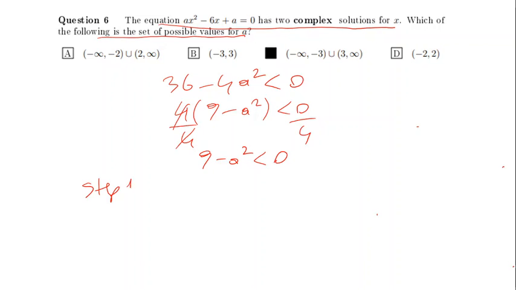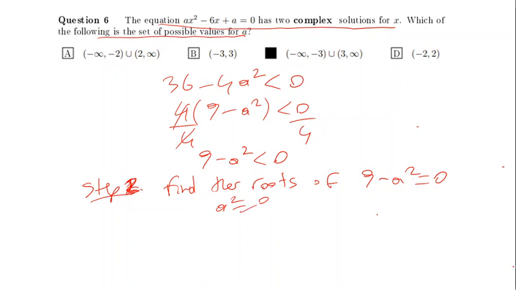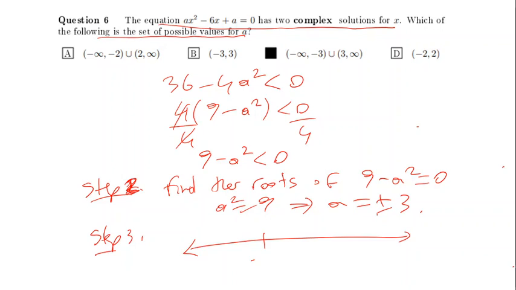Now, the next thing is we have to find the roots. Step 1 is always make it standard, it's okay. Let's go to step 2. Find roots of 9 minus a squared equal to 0, or the solutions. Now when you solve this one, you can say a squared is equal to 9, which gives you a plus minus 3. So what is step 3? Step 3 is put them here, and then check the sign of 9 minus a squared for different values.